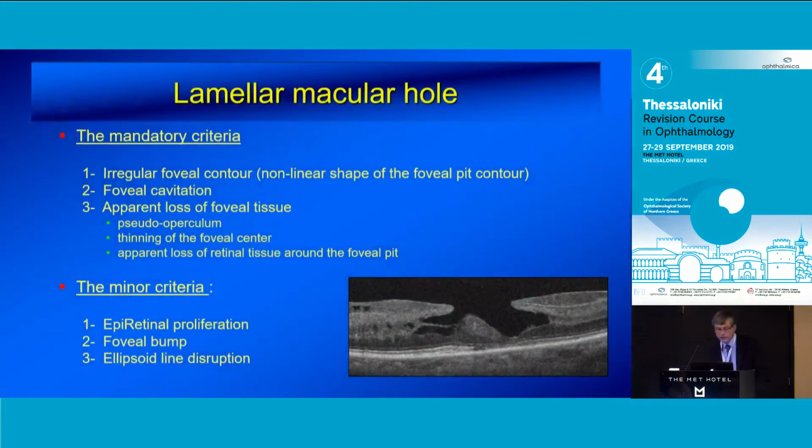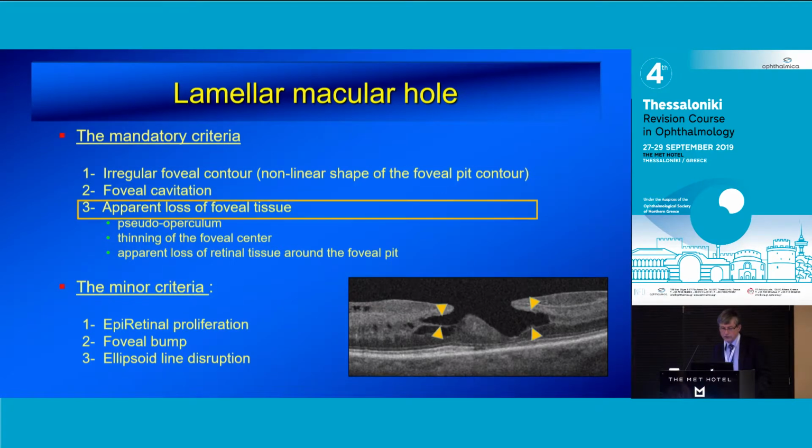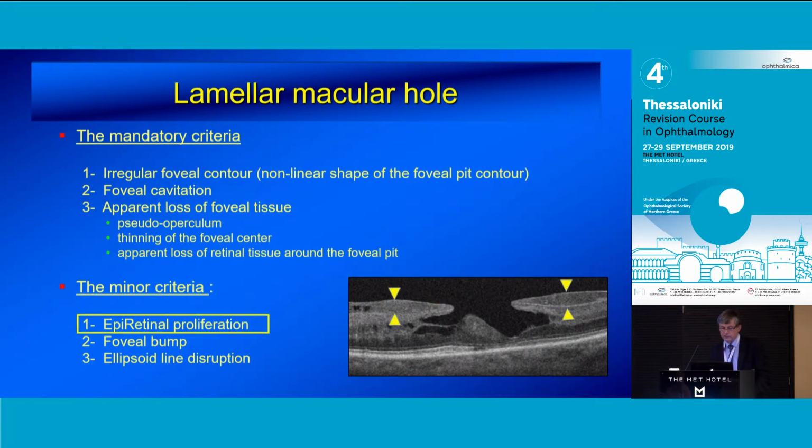A lamellar macular hole has got to have the mandatory criteria, which are an irregular foveal contour, foveal cavitation, and loss of foveal tissue, sometimes accompanied by a pseudo-operculum. And then the minor criteria, you get this lamellar hole-associated epiretinal proliferation, sort of grayish membrane on the surface, a little bump at the fovea, and loss of the ellipsoid zone as well. So that's the classic degenerative lamellar hole.